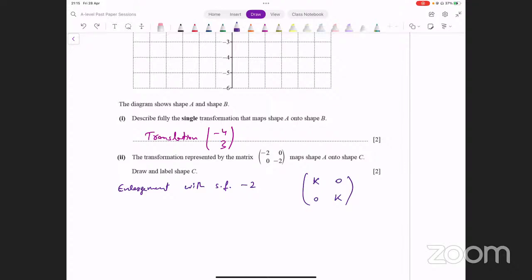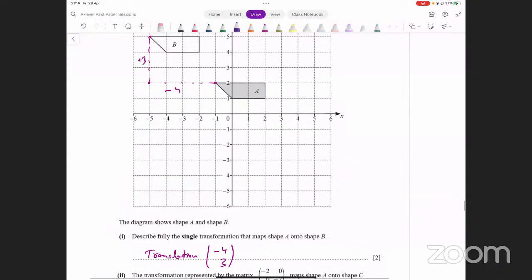Remember, matrix वाला जब भी आपके पास आएगा, इसमें जो enlargement में आपका center of enlargement क्या होता है? Center of enlargement is always going to be the origin. Center of enlargement is 0 0. Okay, 0 0 पे हम enlargement करते हैं with scale factor -2. Now, how is that going to work?